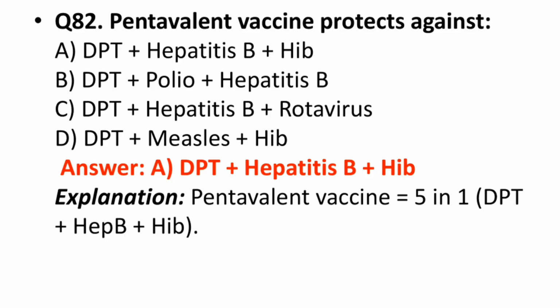Pentavalent vaccine protects against: option A, DPT plus hepatitis B plus HIB; option B, DPT plus polio plus hepatitis B; option C, DPT plus hepatitis B plus rotavirus; option D, DPT plus measles plus HIB. The correct answer is option A, DPT plus hepatitis B plus HIB. Pentavalent vaccine gives protection for 5 diseases in one vaccine. That is DPT plus hepatitis B plus HIB.